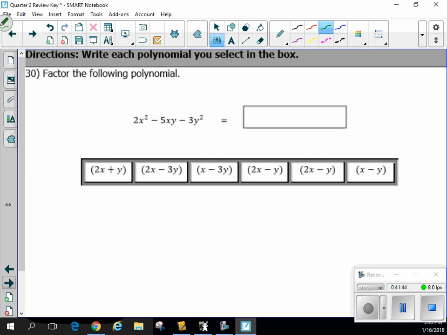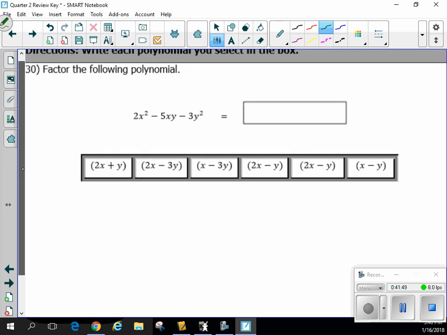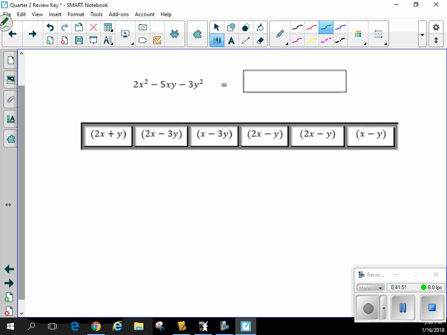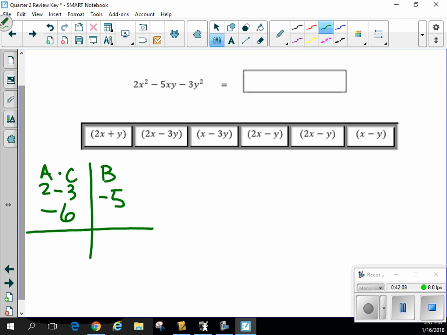Number 30 is also a factoring problem. This is actually really just a base Algebra 1 problem. You're just factoring a CB table, putting it in a box, and taking out your GCF. So A is 2 times our C is, sorry about that. That adds up to our B, which is negative 5. So you're finding the factors of negatives that add up to negative 5. Those factors are going to be negative 6 times 1. Negative 6 times 1 is negative 6. Negative 6 plus 1 is negative 5.